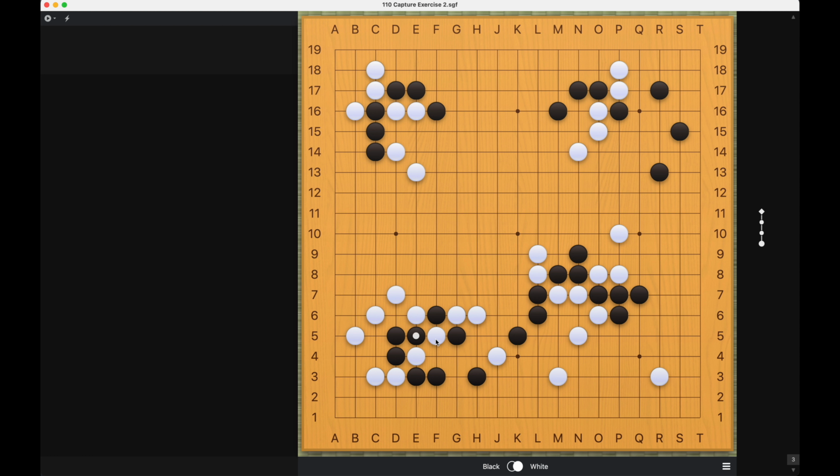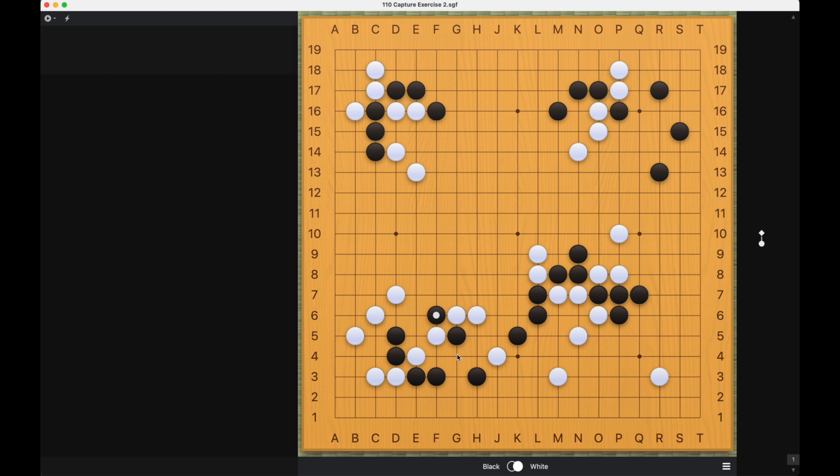This creates a connect and die situation. If white connects here, then black will be able to capture all three white stones. If white captures this black stone, then our goal is achieved because black has captured this marked white stone and achieved connection.